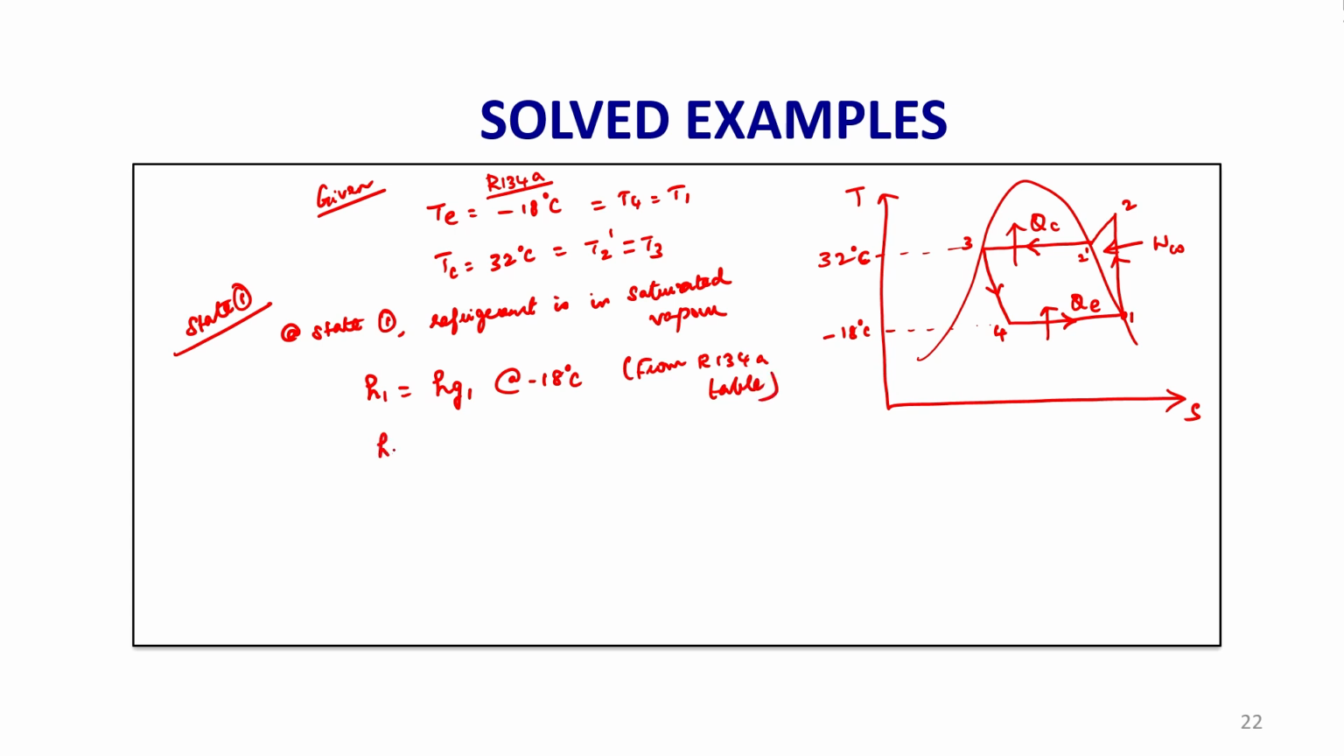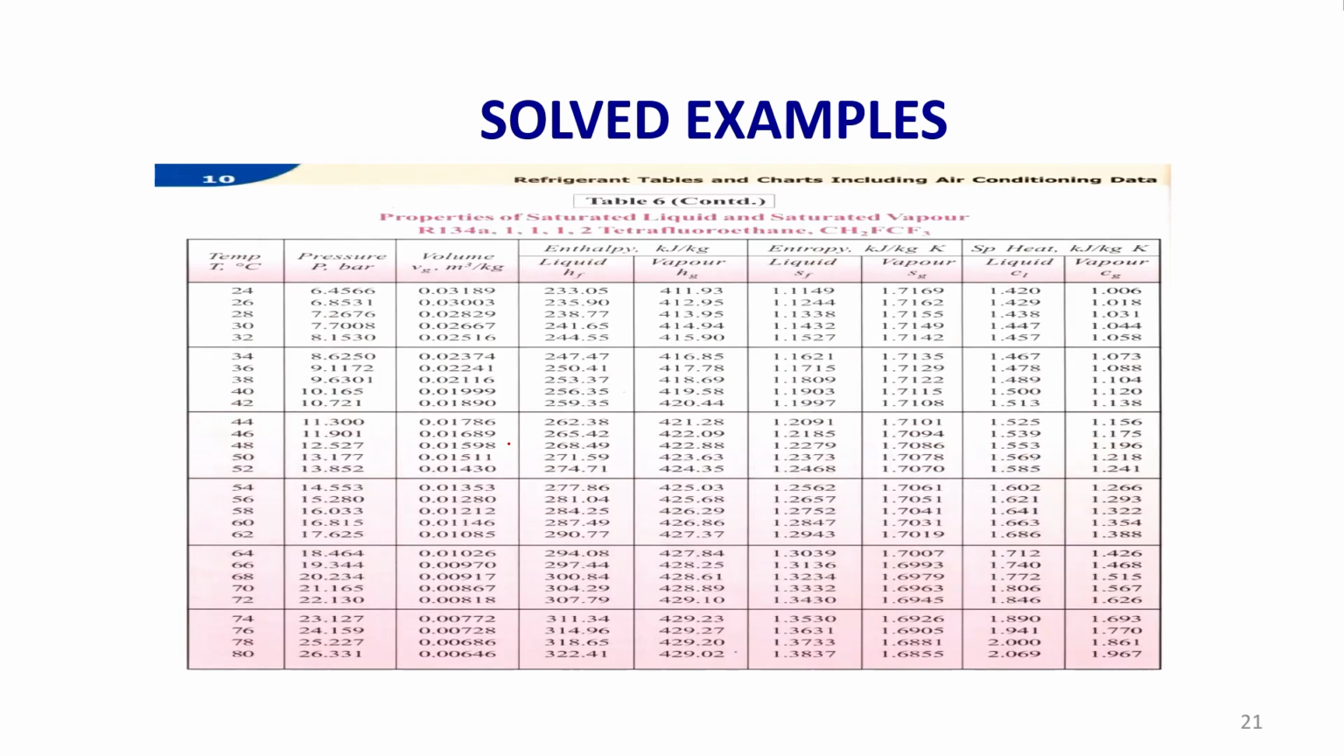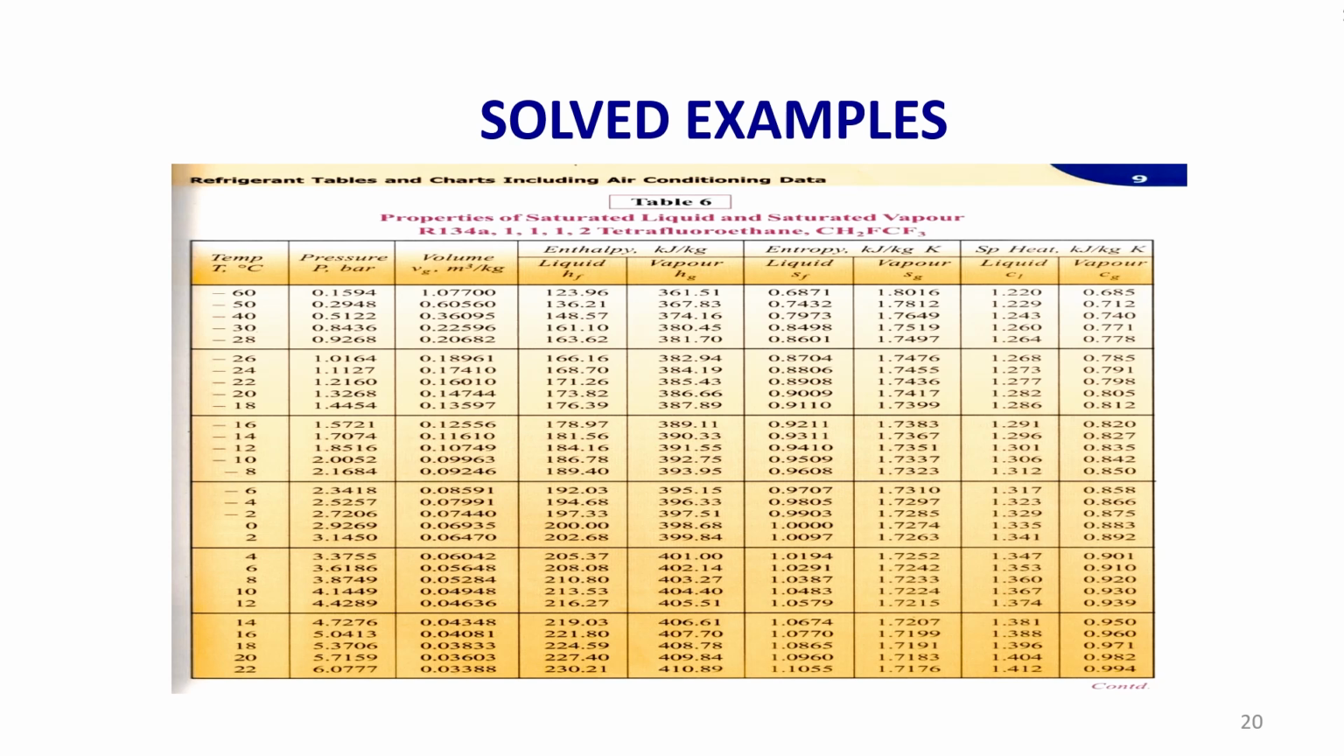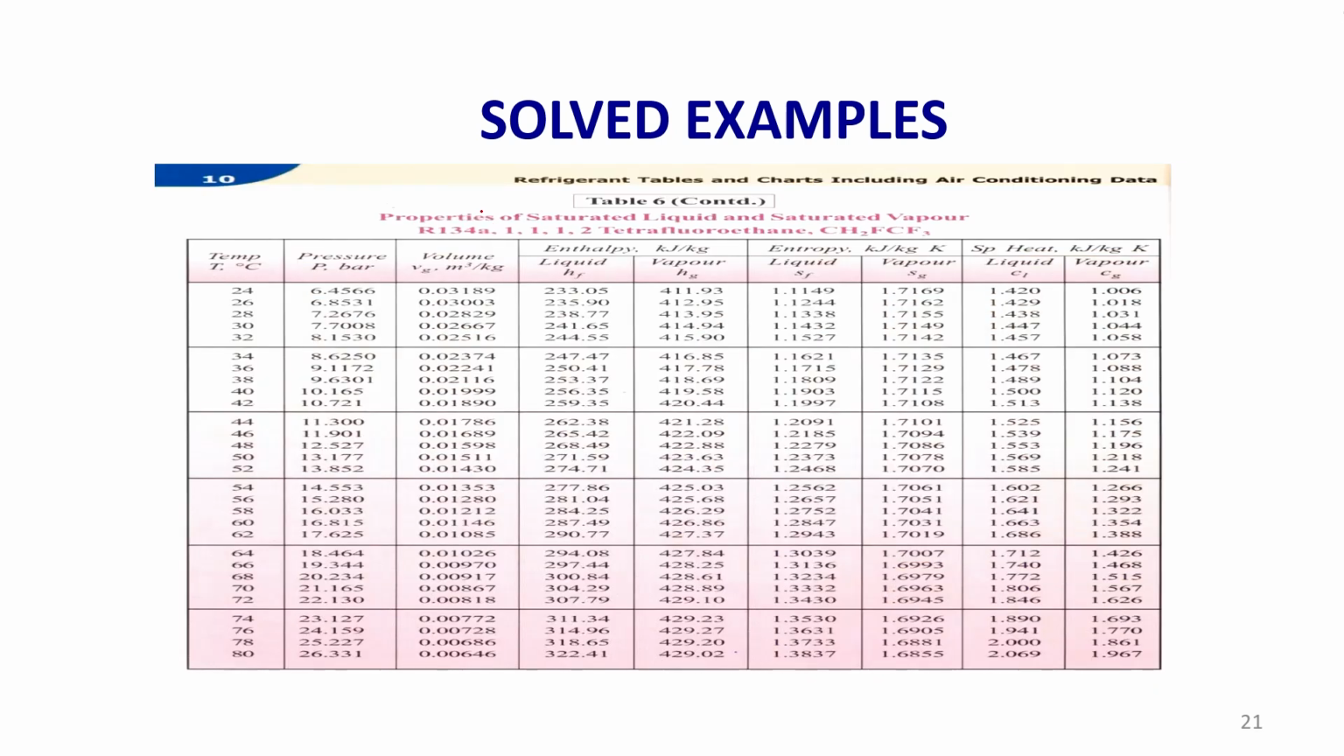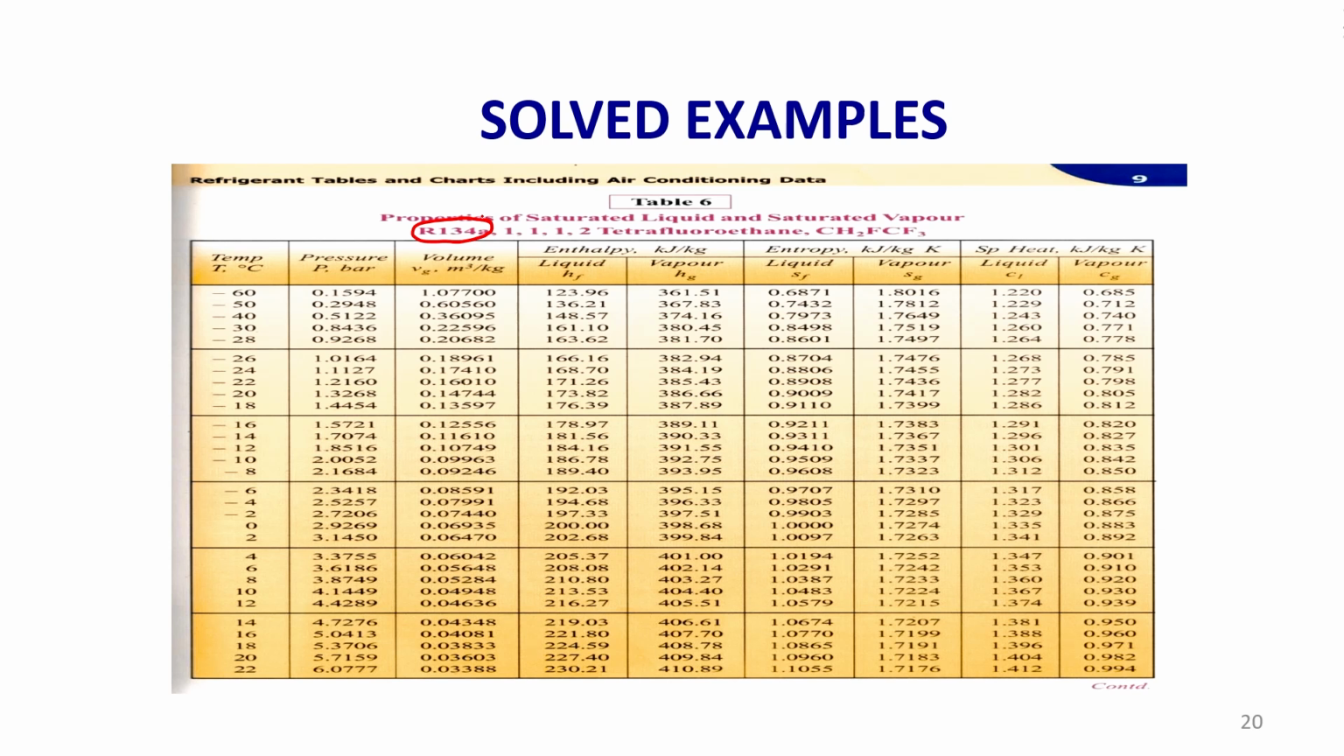So, what is this value? H1 is equal to, because this is the first problem. So, this is the R134A table. There are 2 pages. In the first page, the first column is temperature, and this is pressure. So, the temperatures are given.